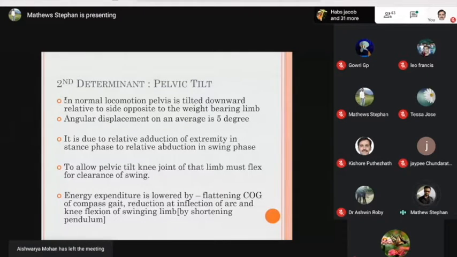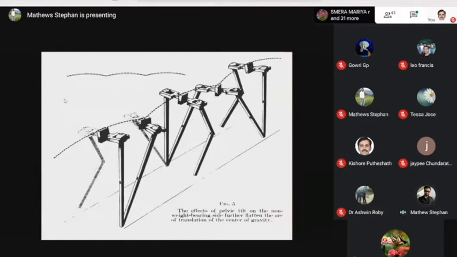Then the reduction at the inflection of arc and knee flexion of swinging limb by shortening the pendulum. As the knee flexes, the pendulum has been shortened and thereby decreasing the energy expenditure. So this is the image showing the effect of pelvic tilt. So here also you can see it has been shortened, flattened. The curve has been flattened when compared to that of the compass gait.